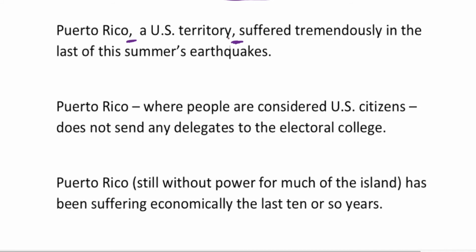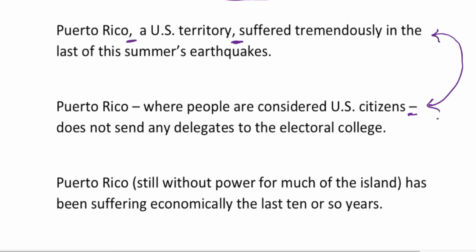Now compare it with what comes after. Puerto Rico, one long dash, where people are considered U.S. citizens, another long dash, does not send any delegates to the Electoral College. They don't really get to elect the president officially by this sentence. And I'm going to ask you to think about the difference between why you would use commas in one case and long dashes in another.